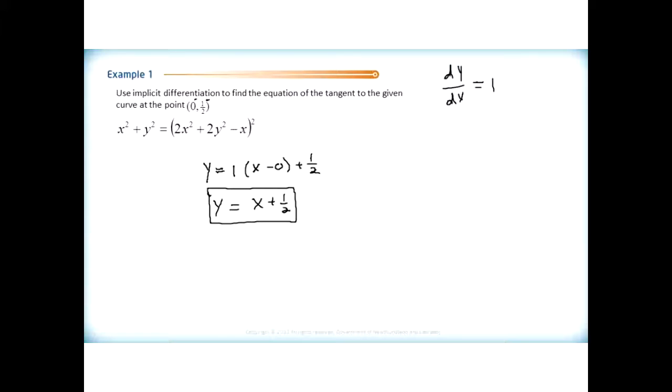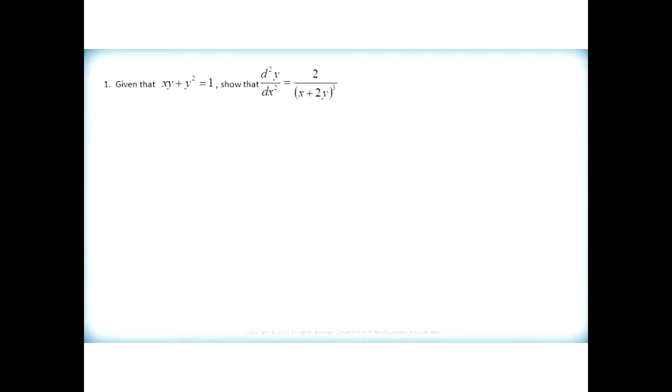So that looked a little bit ominous for a second there, but using some quick thinking we were able to get through that. Okay, next example. We have to say, given this implicit relation, show that the second derivative is equal to that stuff over there.